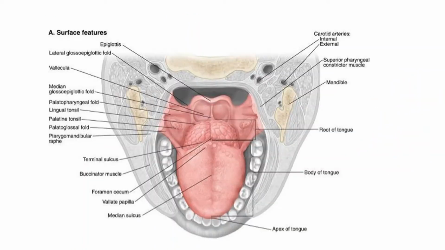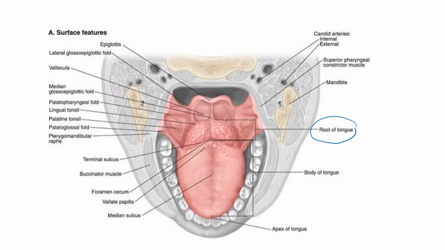This is the atlas picture showing the dorsal surface of the tongue. As I have already told, the dorsal surface is divided into two parts: the root or the base of the tongue in its posterior one-third, and the anterior two-thirds, making up the area containing the papillae. It is divided by the sulcus terminalis.